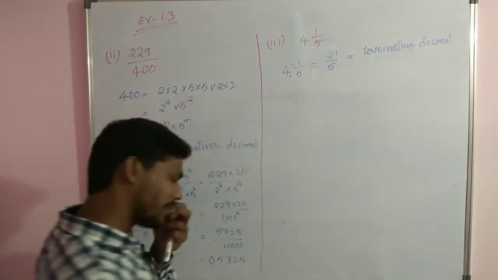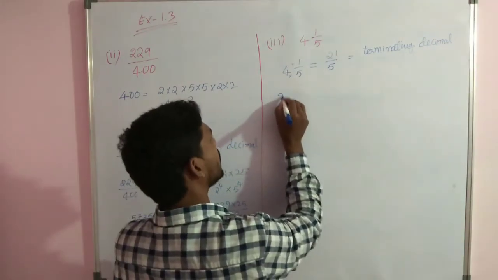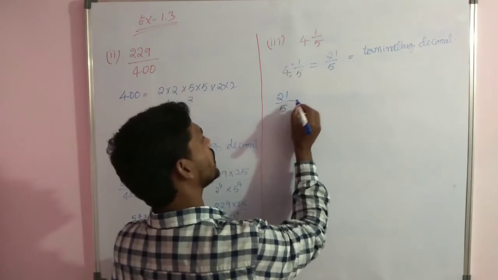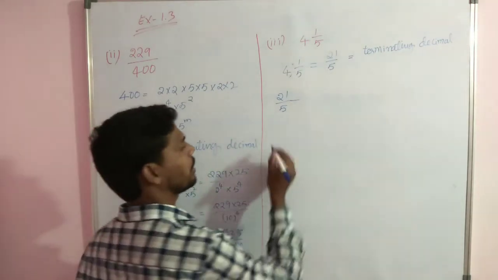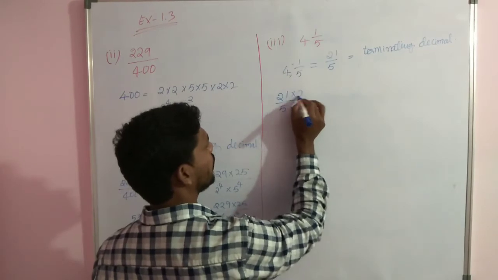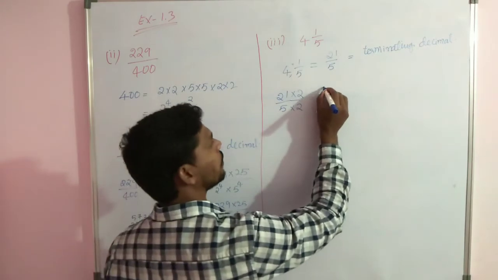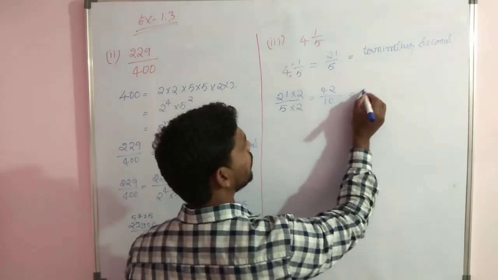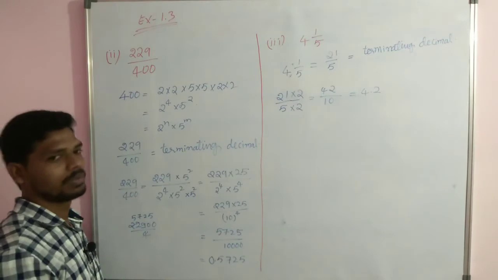But we need to write it in decimal form now, no? So take the given fraction, that is 21 by 5. Make the denominator a power of 10, that is, multiply both numerator and denominator by 2. So 21 into 2 is 42, by 5 twos are 10. So its decimal becomes 4.2. Very easy, no? Right.